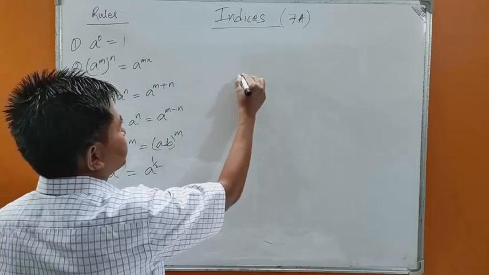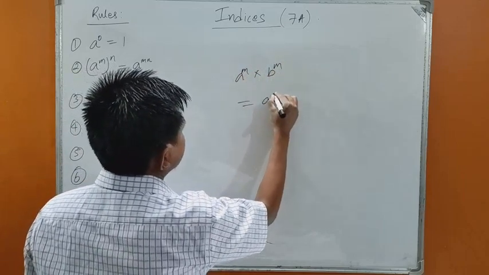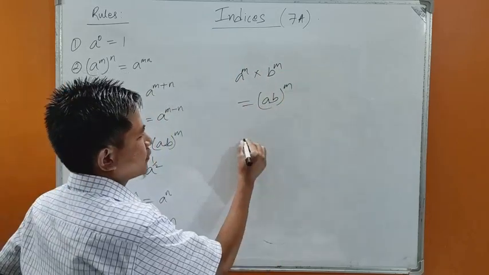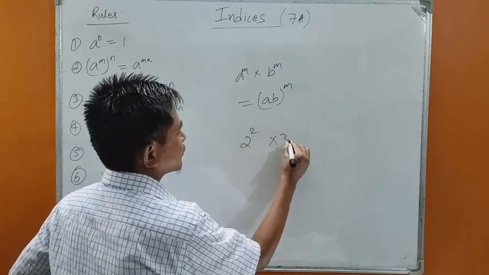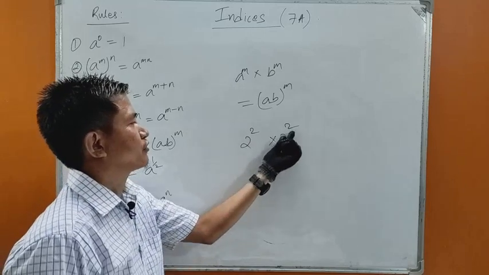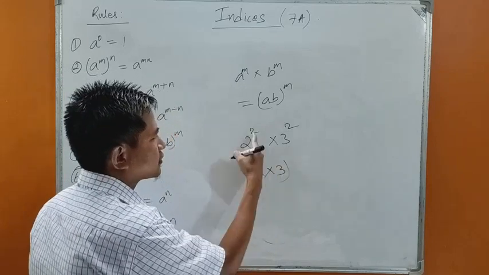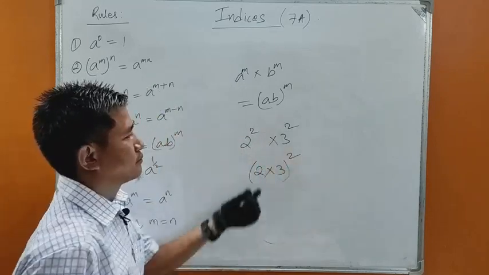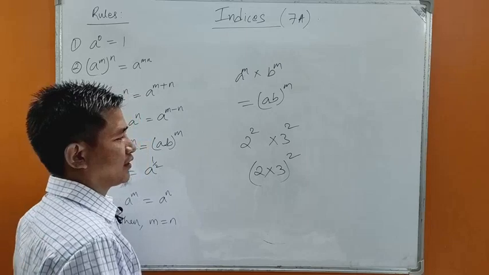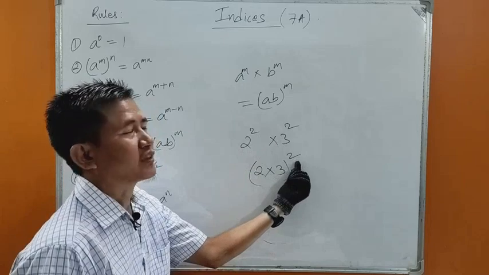a to the power m into b to the power m can be written as ab whole to the power m. This means if we have 2 squared into 3 squared, the 2 and 3 remain as they are, 2 into 3. Now the powers are the same, so you can put the power once here. 2 into 3 will remain as it is, and the power is written only once.